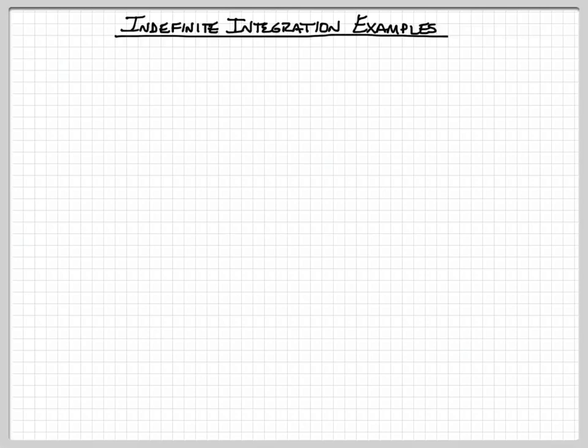Okay, in previous videos we've talked about what antiderivatives are, or the indefinite integration of a function, and what we figured out that was. We've looked at various rules: our power rule, our constant multiplier rule, our constant rule, our sum and product rule of indefinite integration. Now we're going to get into some examples and see how all of this works together.